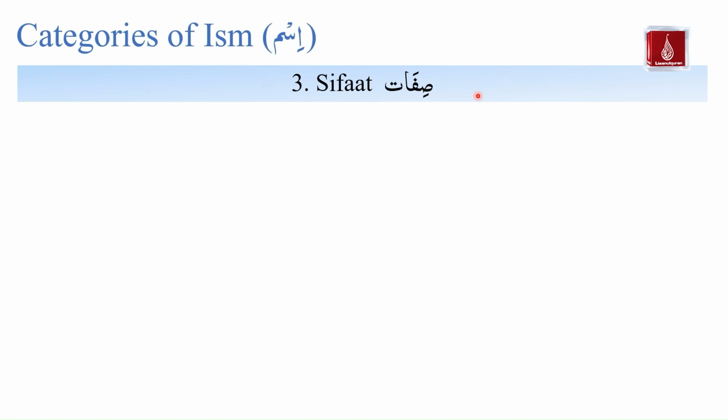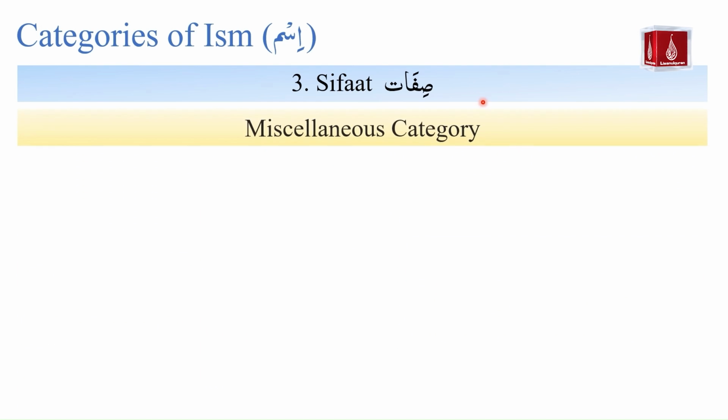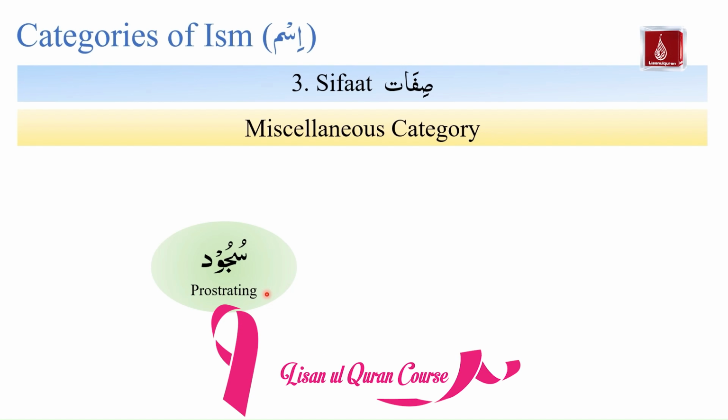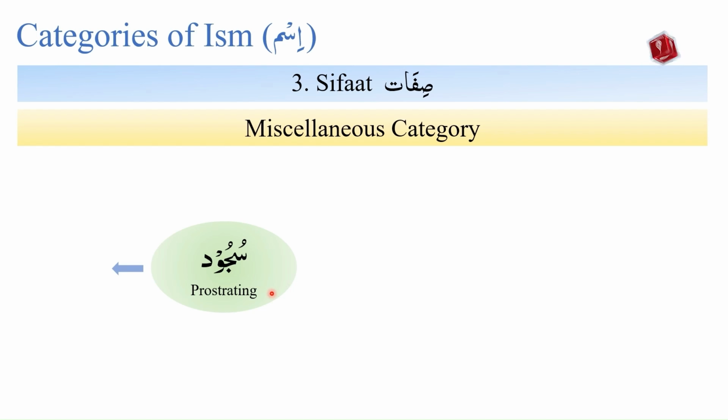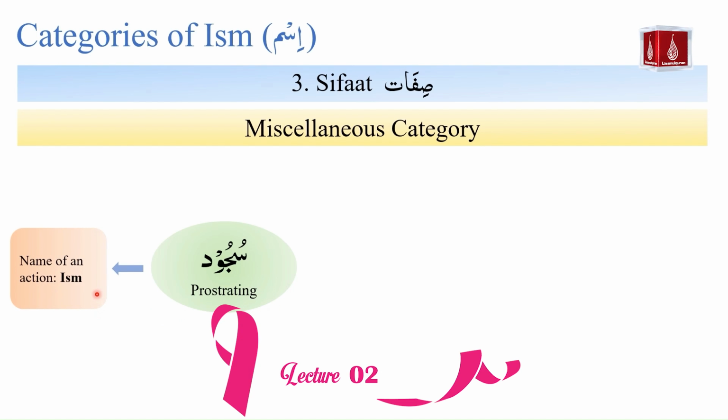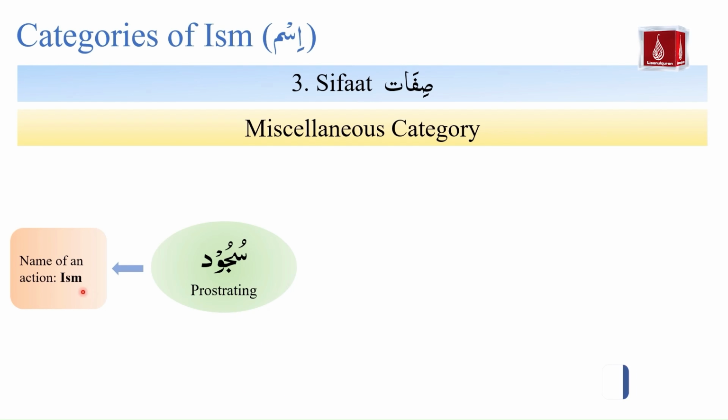Sifat has another category, and that will be included in a miscellaneous group. For this, I will use the word sujood as an example. The word sujood means prostrating. In Urdu, we would call this sajda karna. Since sujood or prostrating is the name of an action, that makes the word sujood an ism. As we recall, ism includes the names of person, place, thing, or the names of actions. So sujood is ism.